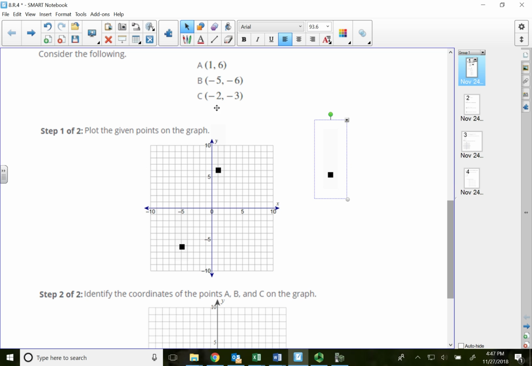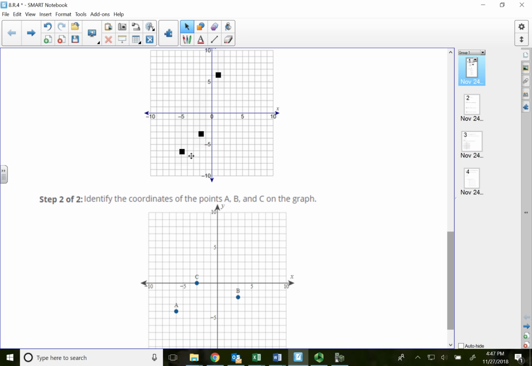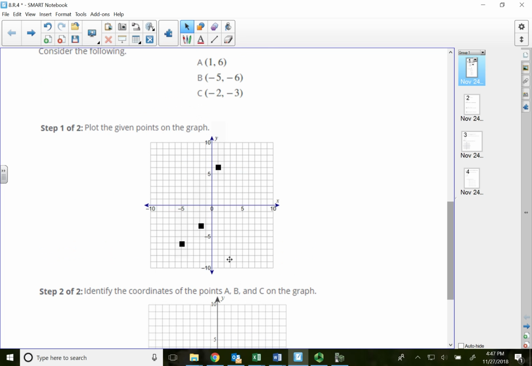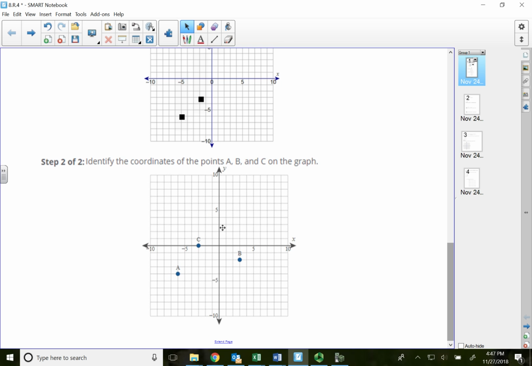Now point C is (-2, -3). So that will be go to the left 2 and down 3. 1, 2, 3, that will be right here. Now this is basically plotting the 3 points. Step number 2 out of 2 wants us to write down the coordinates for the 3 points that are plotted.